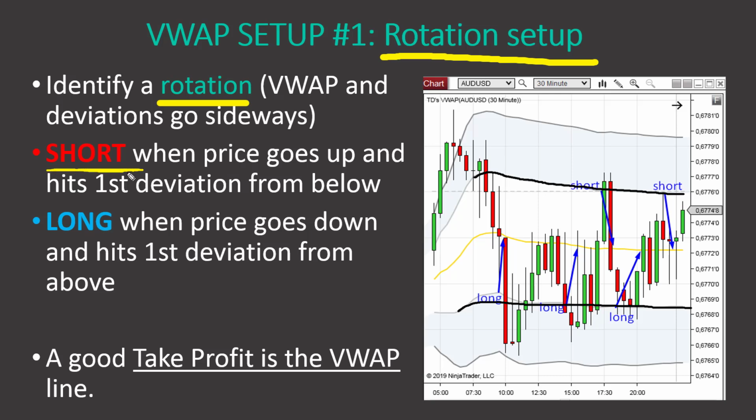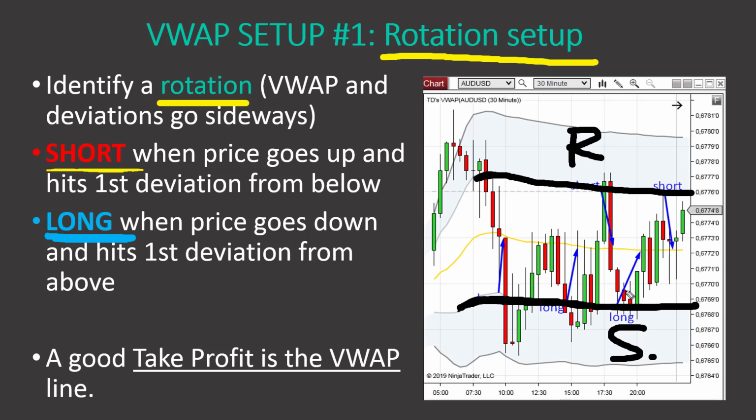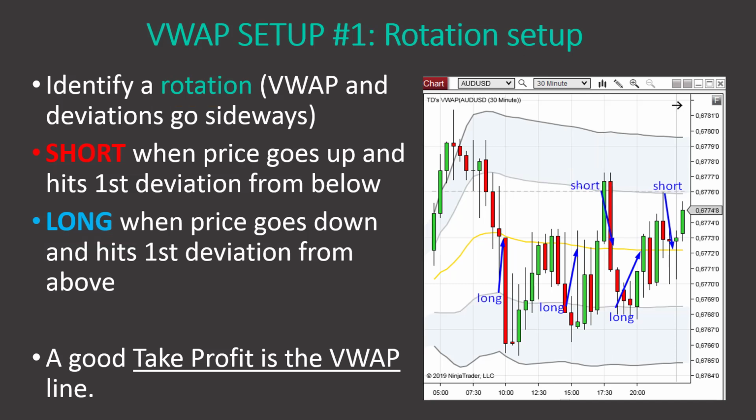You go short when the price hits this first deviation, and you go long when the price hits this deviation. This lower deviation is a support. This one is a resistance. The price is moving between those two, between this support and this resistance. So let me delete that.